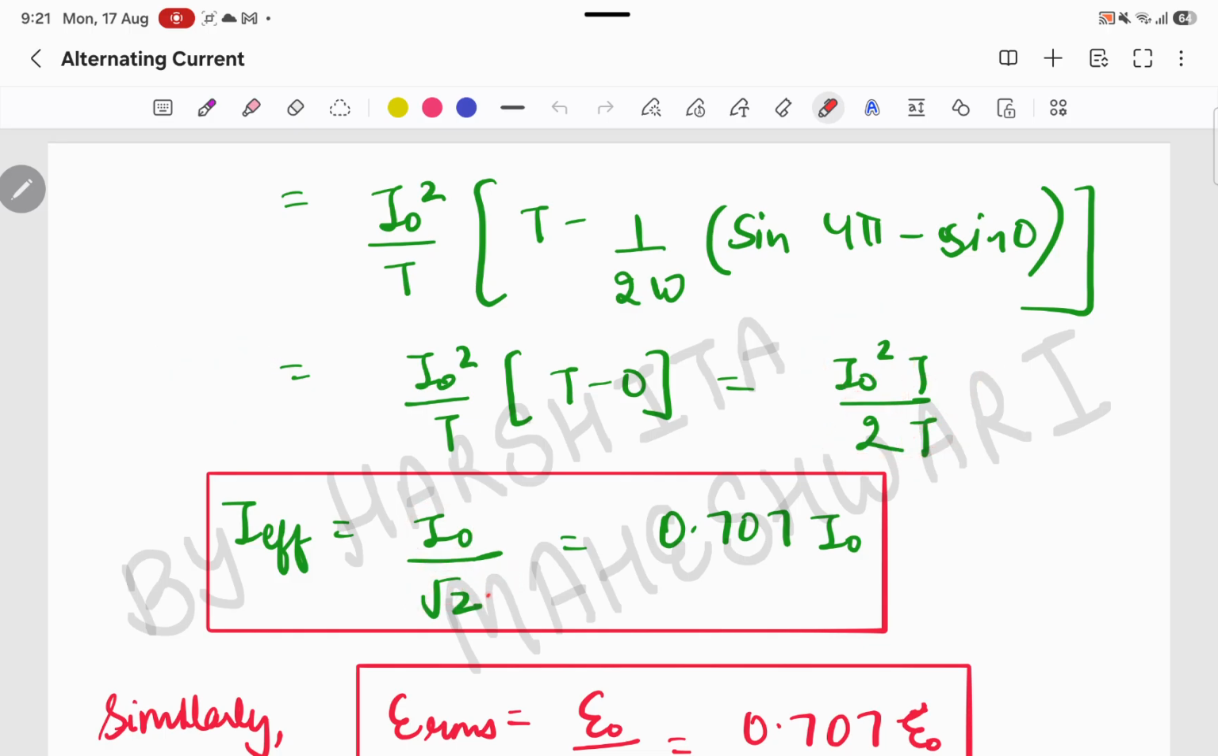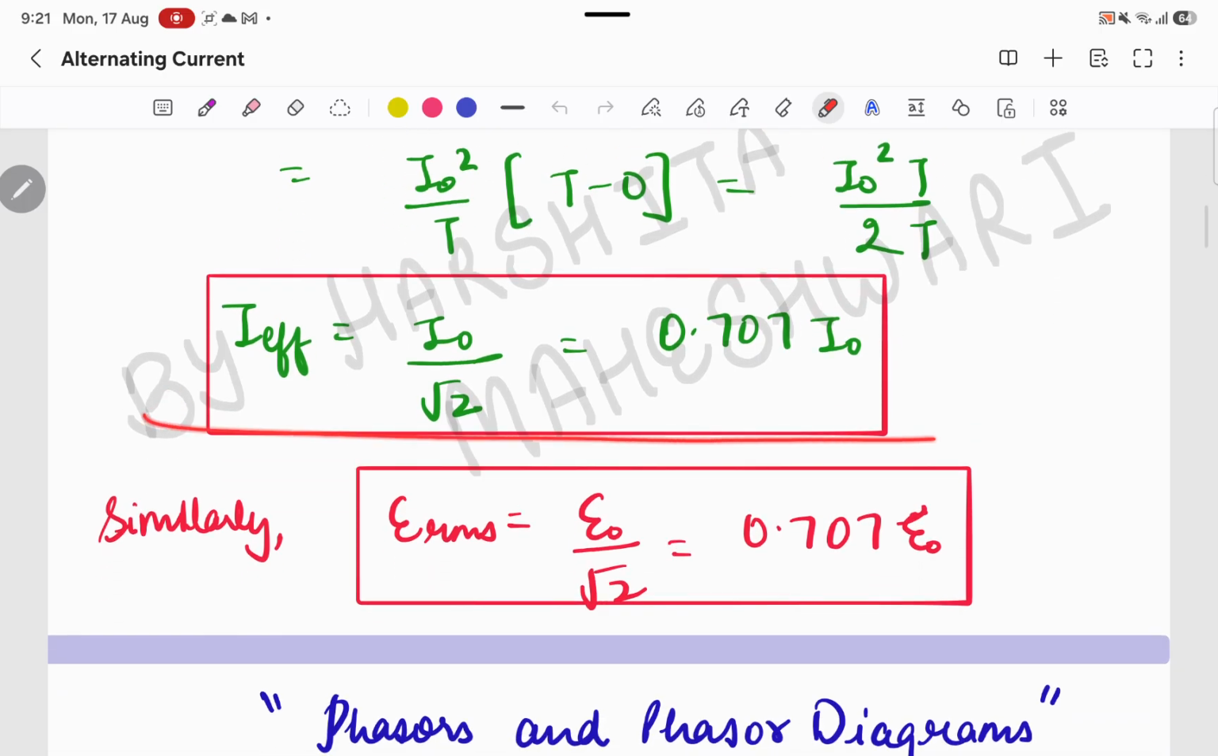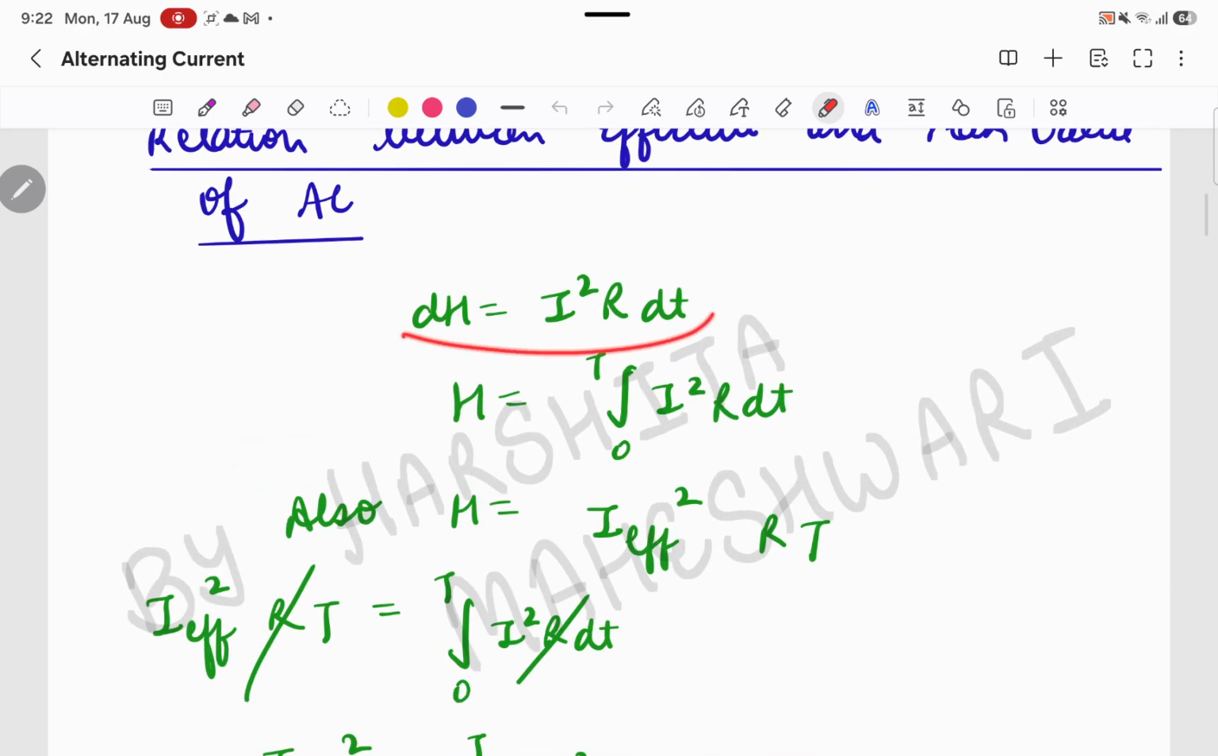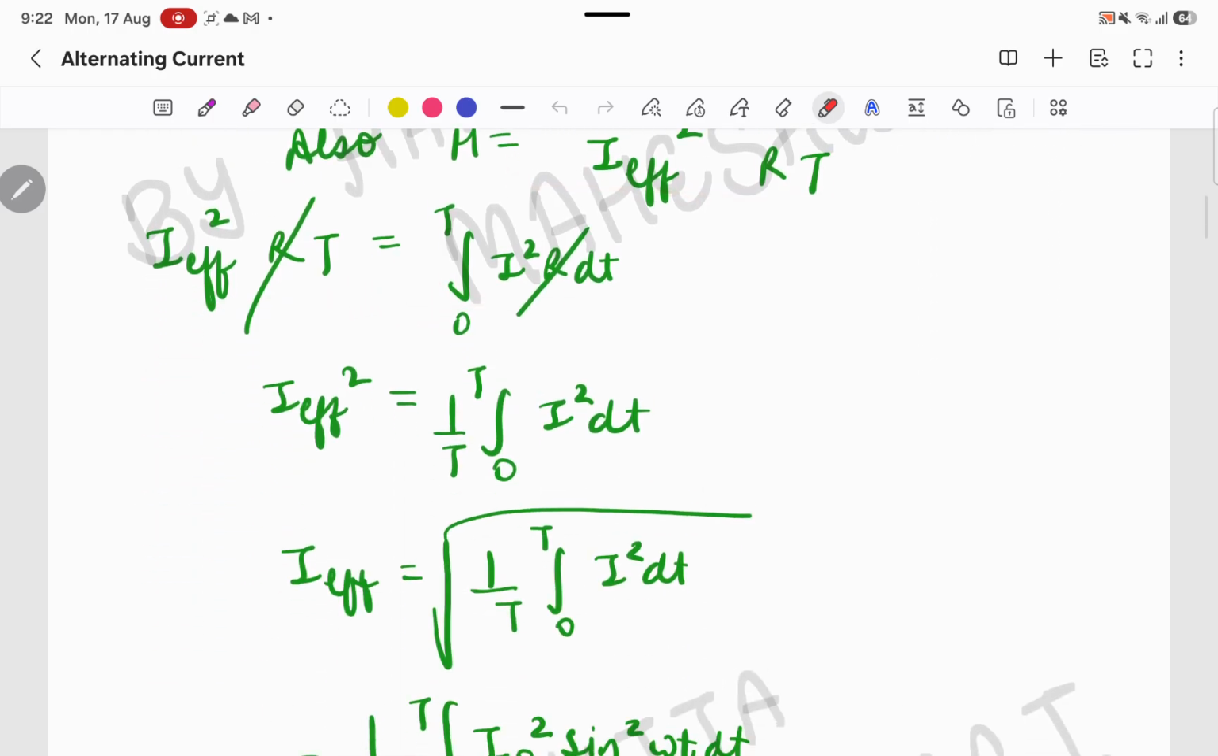Now root 2 value we know numerically is 1.414. So 1 divided by 1.414 will give me the answer 0.707 into I naught. Okay. So in the same way we can write E RMS, which is again the same thing. So I am repeating the summarized pattern again. What I took, the DH value, I equated this to the I effective value. Equated. Now we integrated and took this T in the denominator.